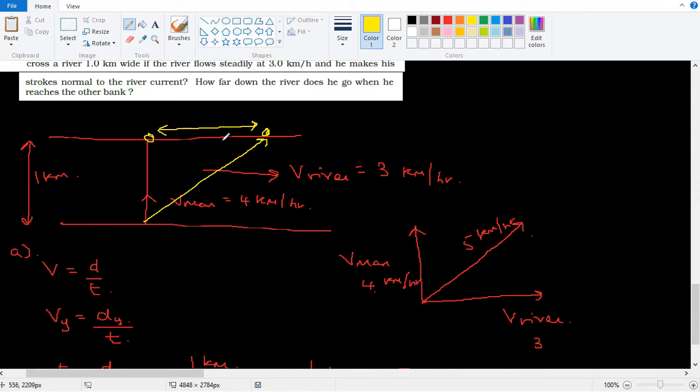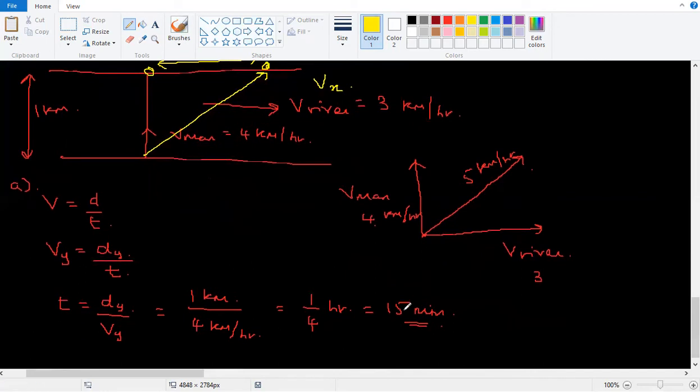Do you know the velocity in the x direction? He's getting pushed by the river in the x direction at 3 kilometers per hour. That means this is the distance in the x direction, and this is the velocity in the x direction. So you know the time taken. When he reaches here, it doesn't matter whether it's the y direction or x direction, the time is the same, right? If it takes 15 minutes for him to move this 1 kilometer in the y direction, he has actually moved in both the x direction and y direction in the same time. So it's the same as projectile motion. That means I will say the time taken is 1/4 hours.